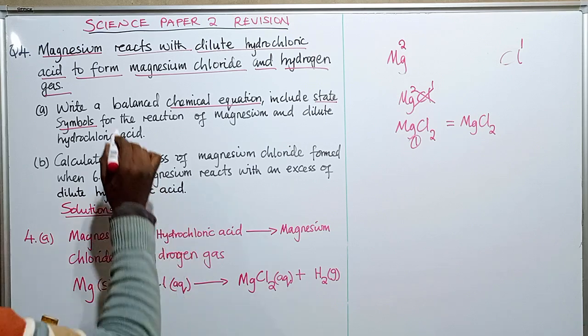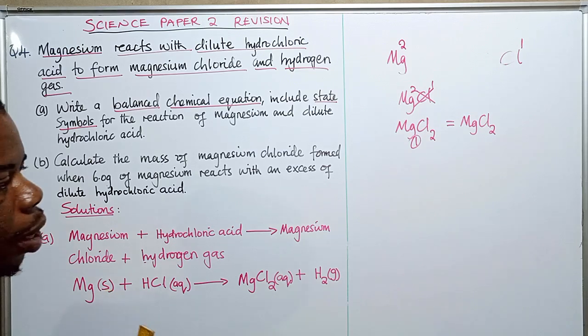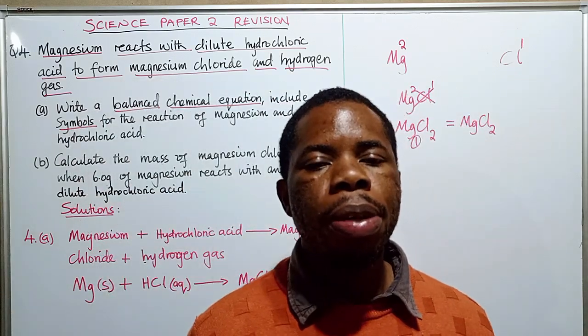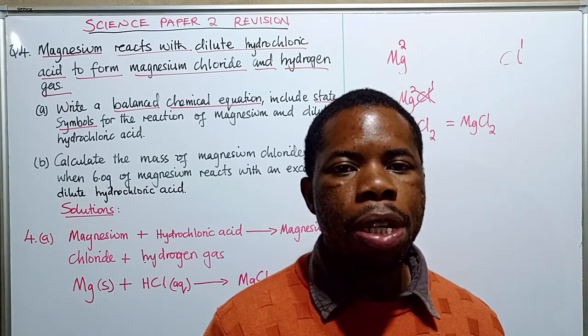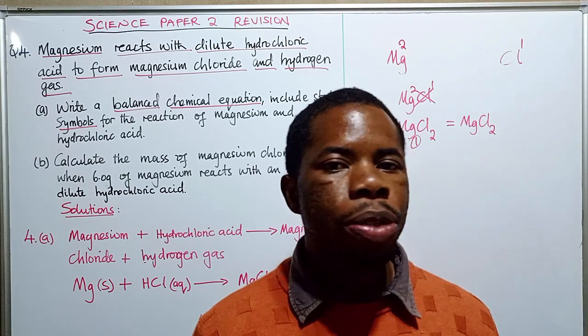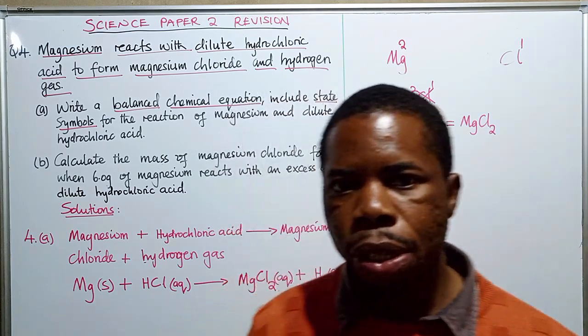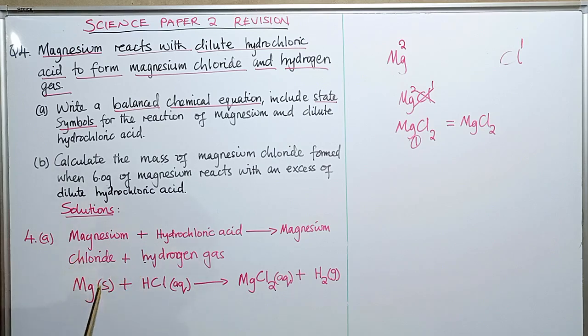Now we need to balance it, because it is not balanced as it is. Balancing, guys, involves ensuring that the number of atoms on the reactant side of the chemical equation must be equal to the number of atoms on the product side. So here is what we do. You look at magnesium. How many magnesium atoms are here? 1. You go on the other side. How many are there? 1. So in the case of magnesium, they are balanced.